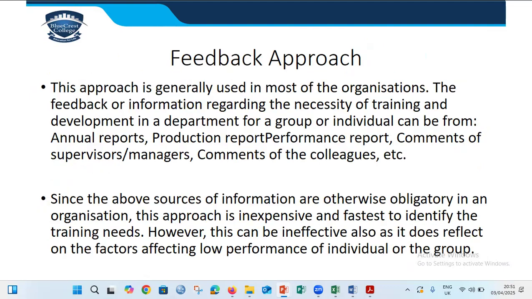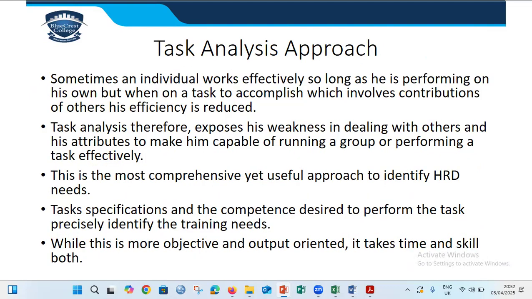Then you have the task analysis approach. The task analysis, basically what it does is to pick any task in the organization and see what goes into the performance of that task. Okay, so sometimes an individual works effectively so long as he's performing on his own. But when he has to work with others, okay, or when the work that the person is doing involves other people, then his efficiency is reduced.